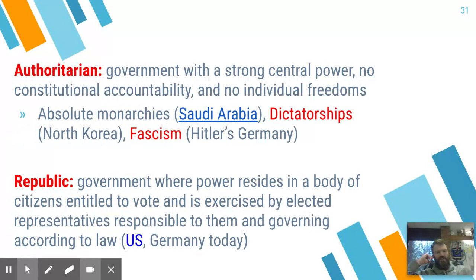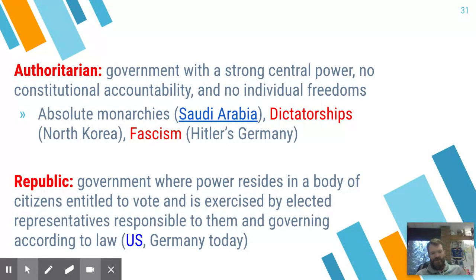With authoritarian, the government has a strong central power, so it's a king or a queen. There's no constitution. The people don't have individual freedoms or rights. China is an authoritarian government. You may have heard in the news, maybe in 2019, that the women in Saudi Arabia finally got the right to drive. They weren't even allowed to drive. That's an authoritarian government.